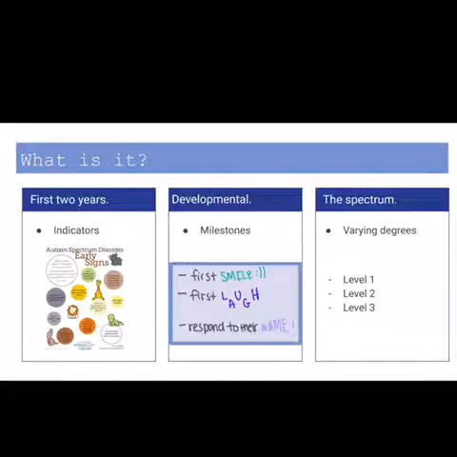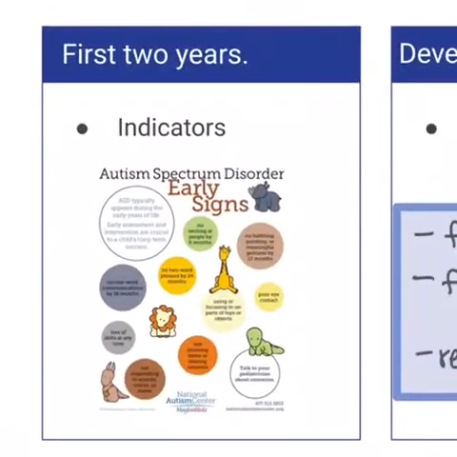So what is autism? Autism is a developmental disorder, and it usually presents itself in the first 2 years of a child's life. And like I said before, it is a spectrum, so there are varying degrees. Children could be on complete opposite ends of the spectrum, and there are different levels indicating where the children are at with this disorder. So with the first 2 years, there are indicators such as your child not making eye contact, your child not responding to when you point to something, or when you call their name.